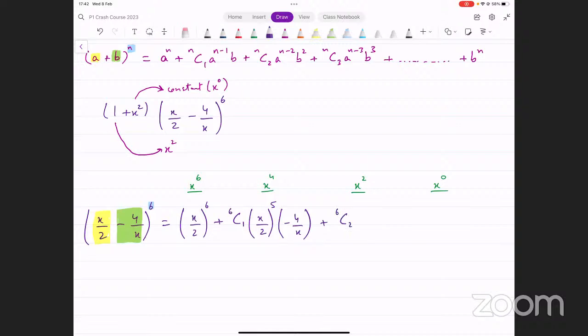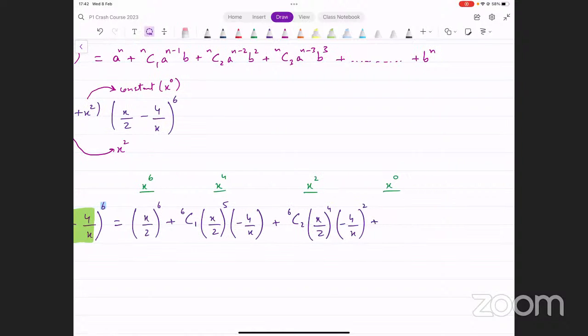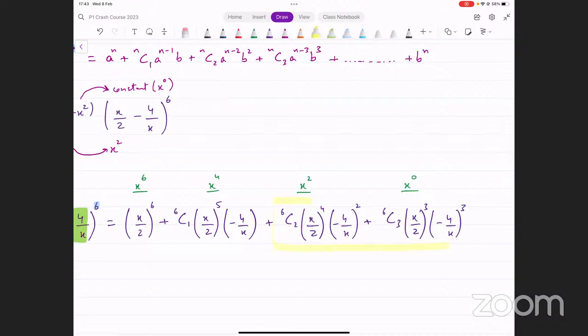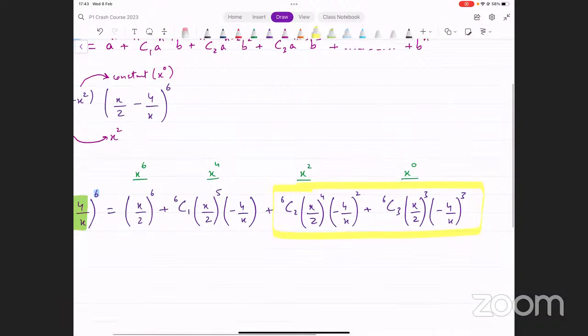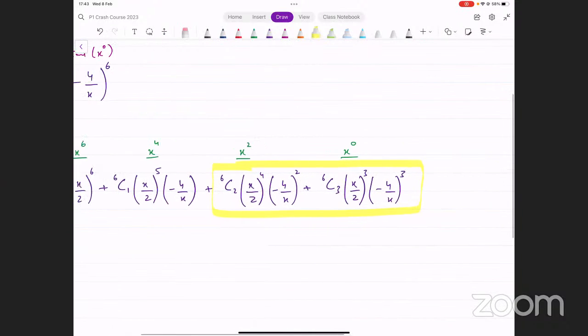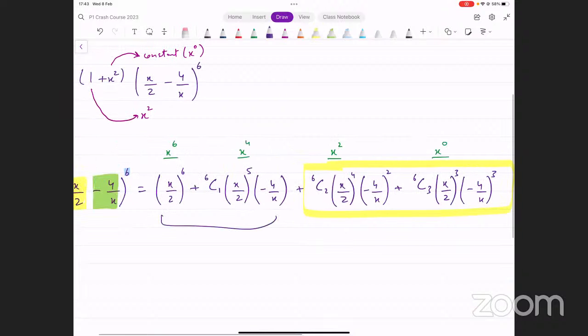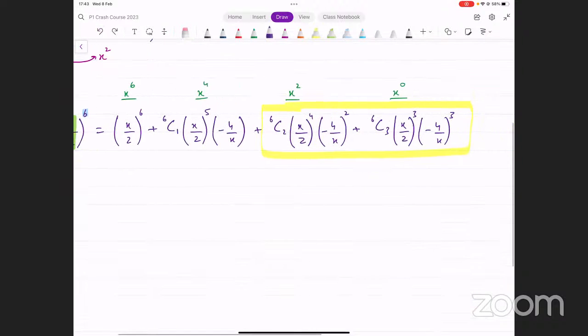The x squared term is going to be 6C2, the one after this, which is x over 2 whole raised to power 4 into minus 4 over x whole squared. This is one term that we're looking for. And then the x power 0 term, that's going to be the next one after this, using the pattern. That's 6C3 into x over 2 whole raised to power 3 into minus 4 over x whole raised to power 3. And this is all that we need. These are the only two terms that we need. We could just ignore everything else. You don't even have to expand any further and not even simplify the first two terms. Just simplify these two terms and that's it.